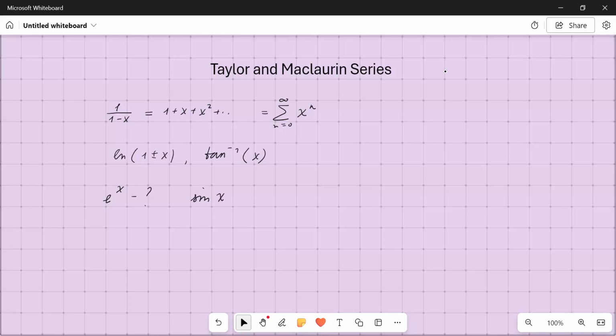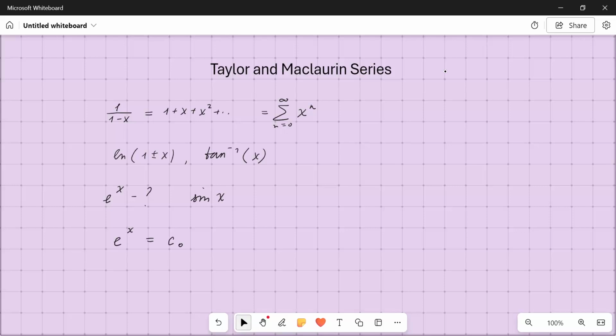You know that neither e to the power of x nor sine of x have a derivative looking like this or an integral looking like 1 over 1 minus x. So we need to invent something different. How are we going to do it? We are going to start with the exponential function. And imagine that we do know the series for the exponential function. We just don't know the coefficients.